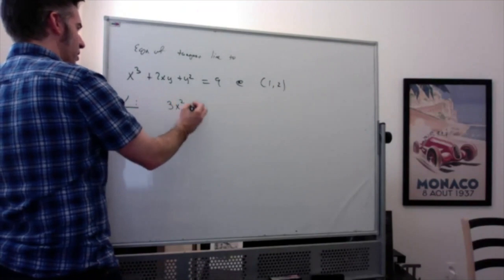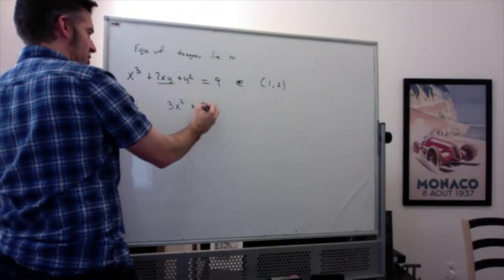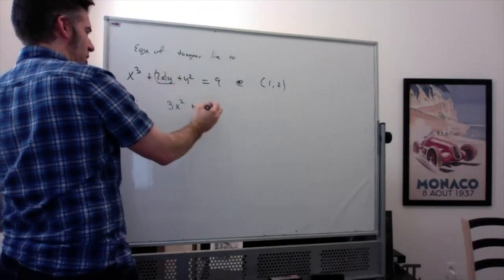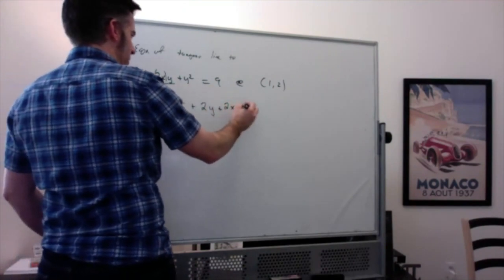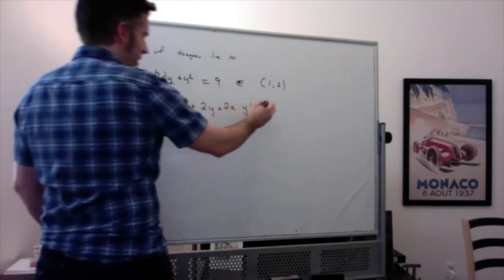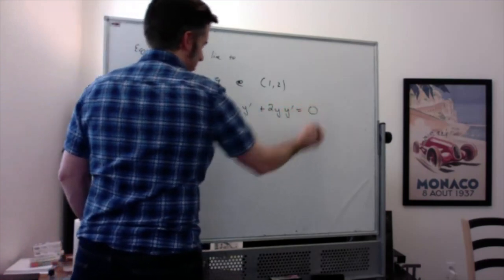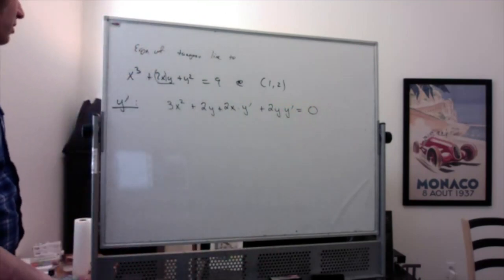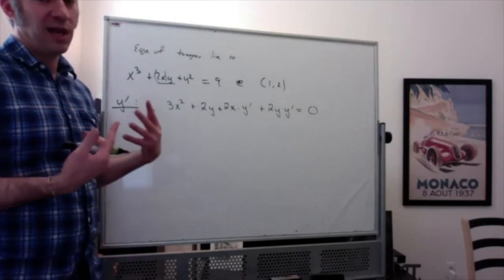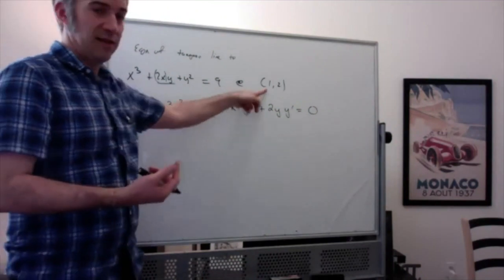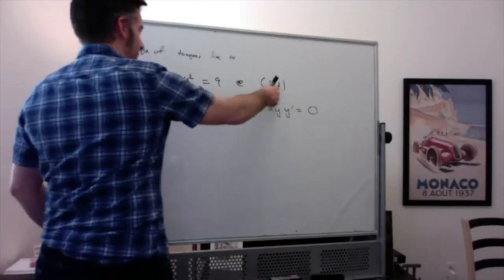So we get 3x squared plus the derivative of 2xy. I'm going to use the product rule. It'll be the derivative of 2x, which is 2, times y, plus 2x times the derivative of y, which is y prime. The derivative of y squared is 2 times my stuff times the derivative of my stuff. And the derivative of 9 is 0. Okay, I'm trying to solve for y prime. Now here's the thing. I only care about finding y prime at this point, so I'm going to just plug in the point right now. I'm going to plug in 1 for x and 2 for y.